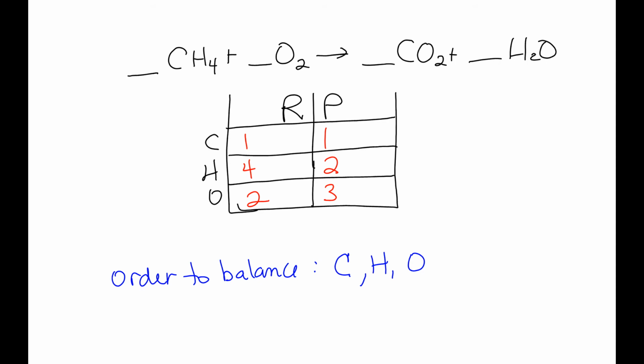Looks like the C's are balanced, so we're going to leave them alone. H's are not, however. I need 2 more H's, so I'm going to put a 2 here. That gives me 4 H's. Well, when I do that, that gives me 4 O's here and 2 O's here, so that gives me 6 O's. Now I need 6 O's on the left hand side, so I put a 3 there and I have a 6. And we are now balanced.